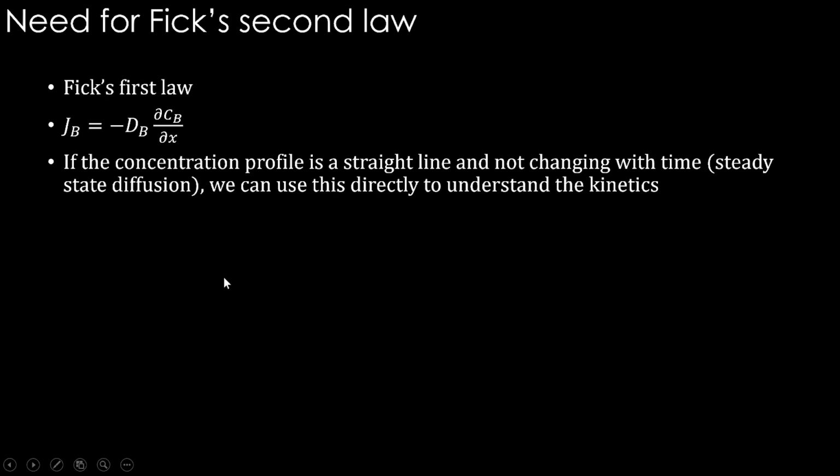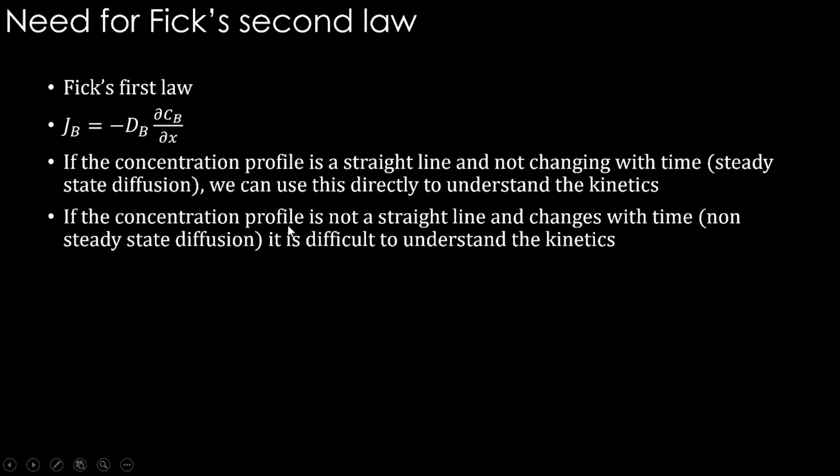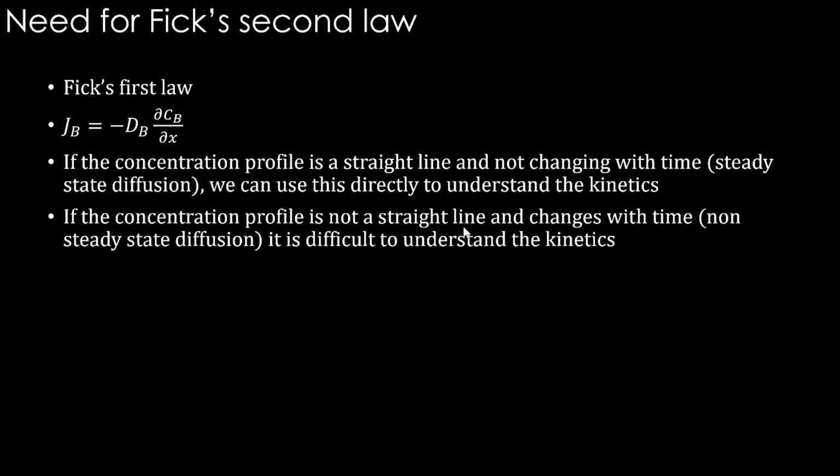Such a diffusion is called steady state diffusion. Then we can use Fick's law directly to understand the kinetics of such a process. But when that is not so, if the concentration profile is not a straight line and changes with time, here it is a straight line and does not change with time. Here it is not a straight line, some kind of a weird shape, and it is going to change with respect to time. That is called non-steady state diffusion, and it is difficult to understand the kinetics of it. That's where we need Fick's second law.